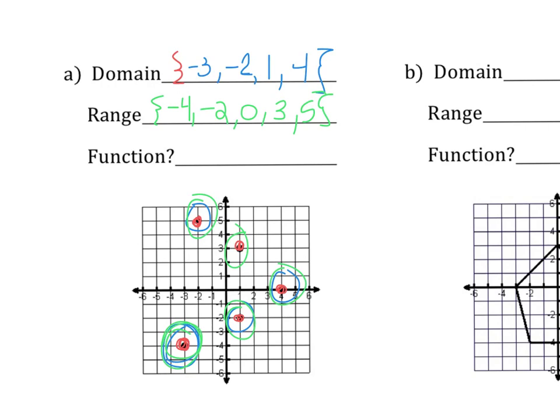So next, we're asked to answer the question, is this a function? When you go back to your vertical line test, is there anywhere that we could draw a vertical line that's going to touch this graph more than once? Well, right here at x equals 1, that vertical line hits 2 different points, which means no, this is not a function.